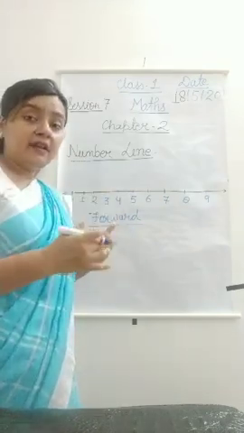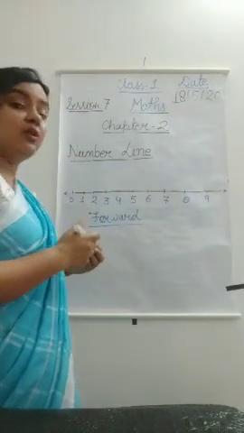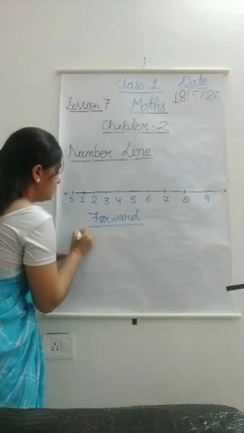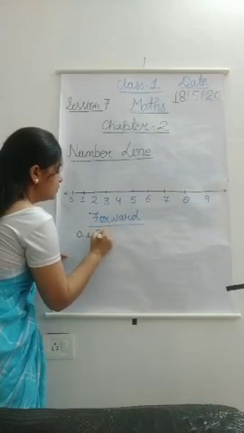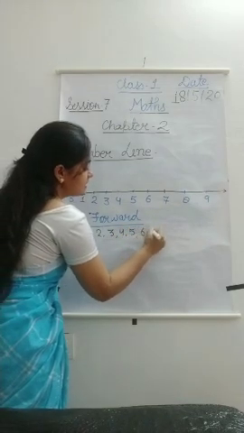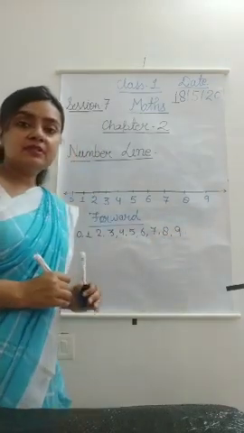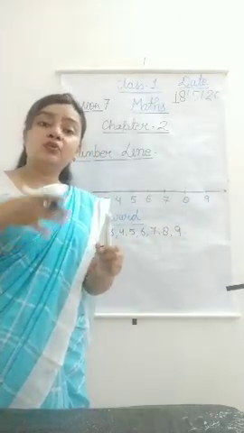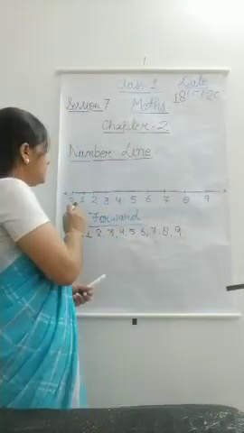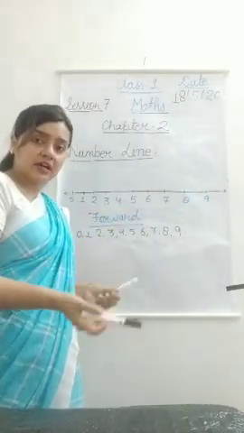Okay. And when we have to write down the numbers in forward counting, what numbers will come? Let's see one time. The numbers in forward will be 0, 1, 2, 3, 4, 5, 6, 7, 8 and 9. These are the numbers when we go forward. You can see on this number line also. When we go forward, 0, 1, 2, 3, 4, 5, 6, 7, 8, 9. By forward counting.